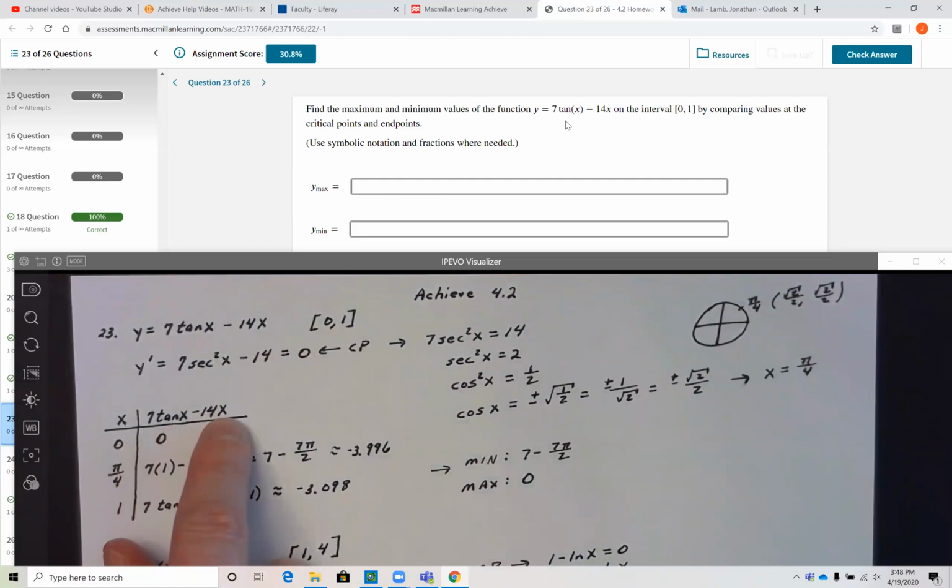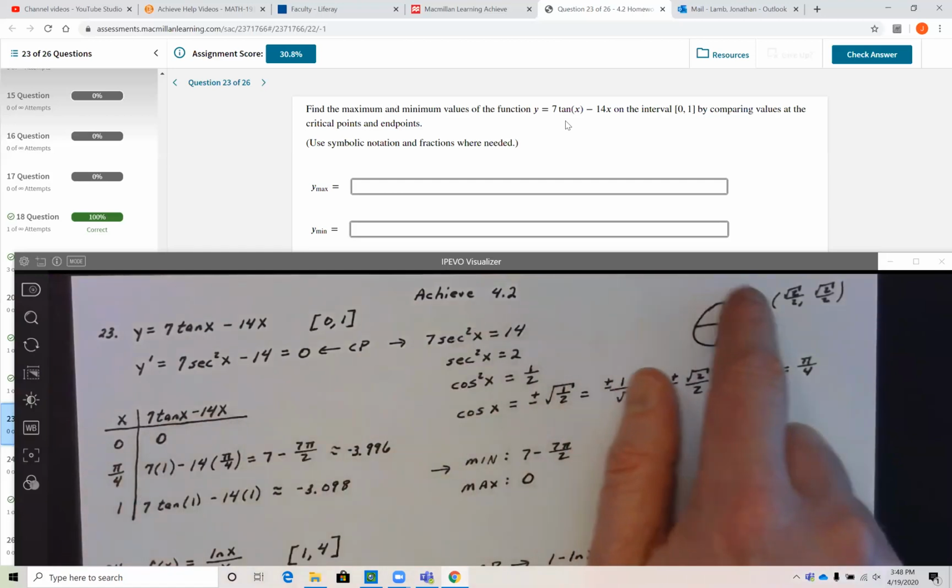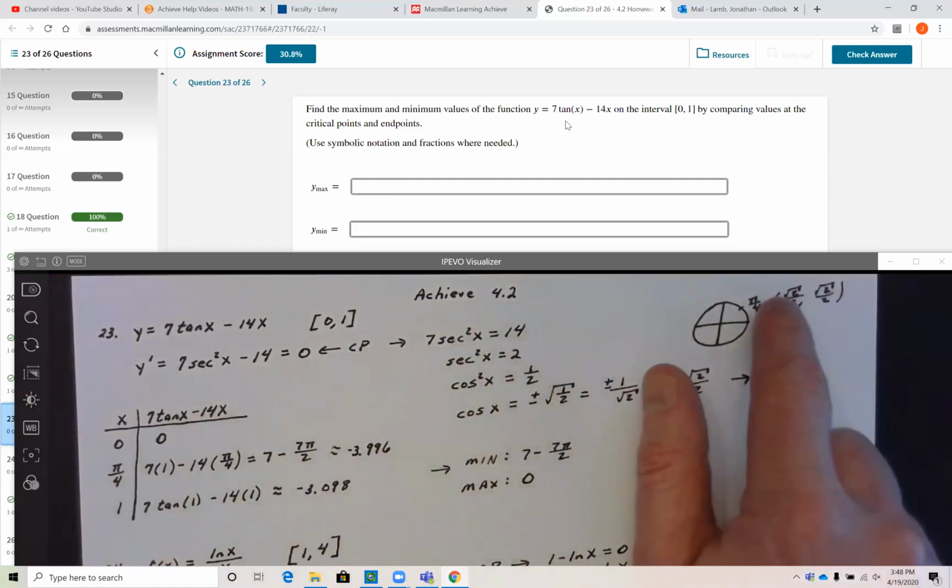And it was pretty straightforward in the evaluation. You know that the tangent of 0 is 0. 14 times 0 is 0. So when you plug in a 0, you get a 0. When you plug in pi over 4, the tangent of pi over 4, it's just saying what's the ratio of sine to cosine at that point. Of course, it's a 1.